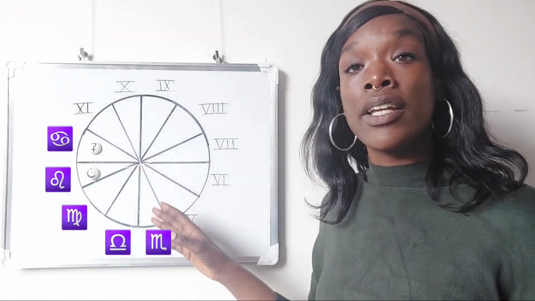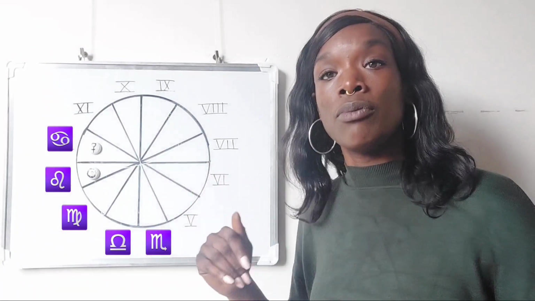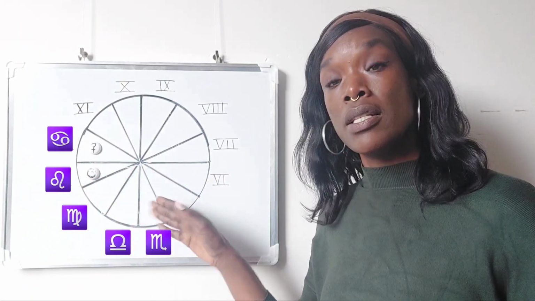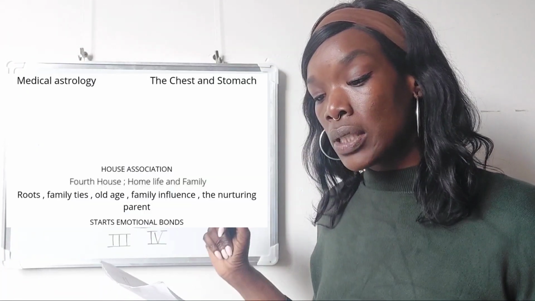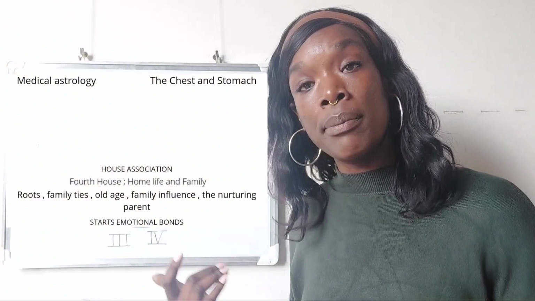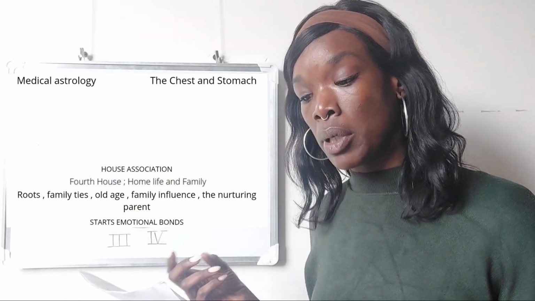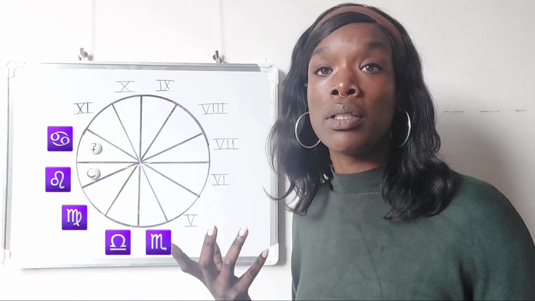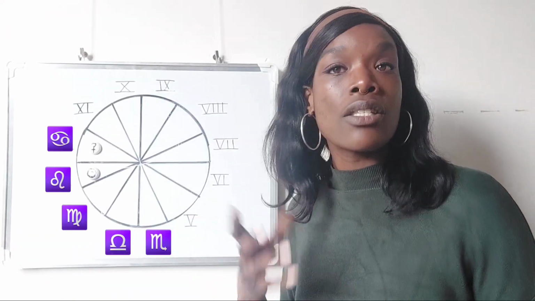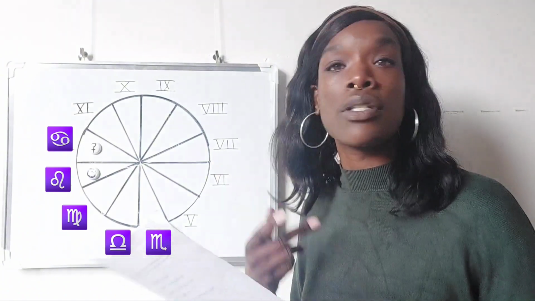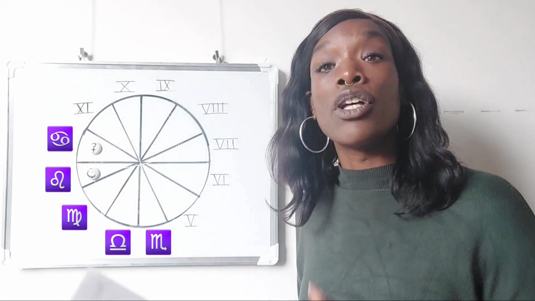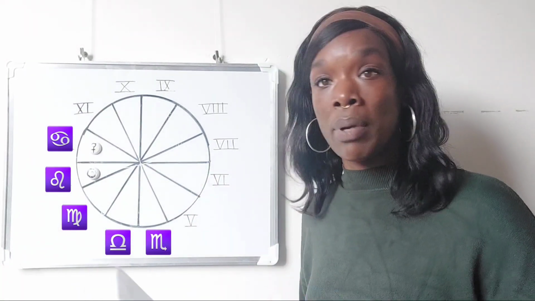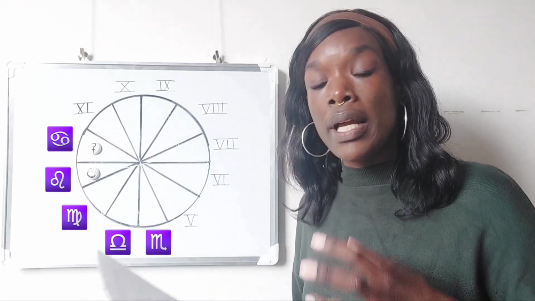This is the next angular house. So this is the next comfort zone as you go outside of yourself. Sometimes you need more than yourself. Seek out your family, as the fourth house is all about your roots, family ties, old age, family influence, and the nurturing parent. We may also say the mother, but it's 2024. Some people have two mothers, some people have two fathers, some people don't. So the nurturing parent, the one that raised you and gave nurture, as the fourth house is all about the comfort, the nurture, and the care.